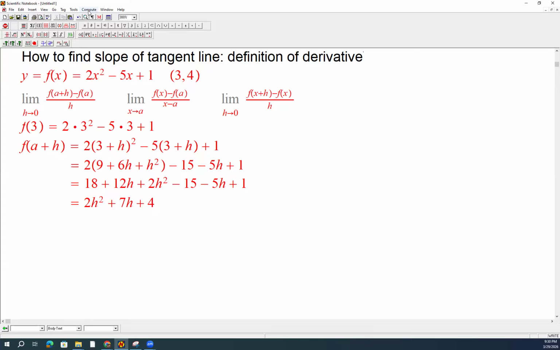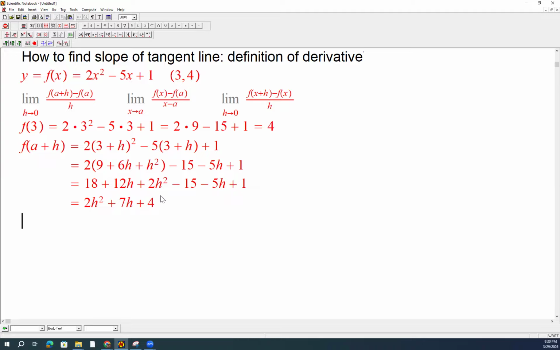Simplify f of 3. Okay, that's going to be equal to 2 times 9 minus 15 plus 1. Okay, 2 times 9, that's 18. Okay, so 18 minus 15 plus 1, that's a 4.